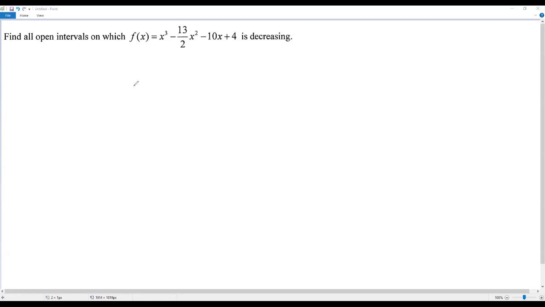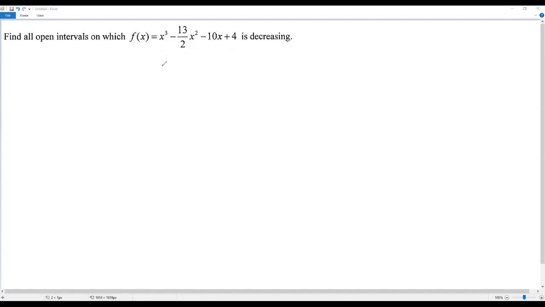is decreasing. Whenever I want to find the intervals of increasing or decreasing for a given function, my first step is to find the domain of the given function. Here the domain is all real values, because it's not a rational function, it's a regular polynomial function. A polynomial function is defined for all real values of x.